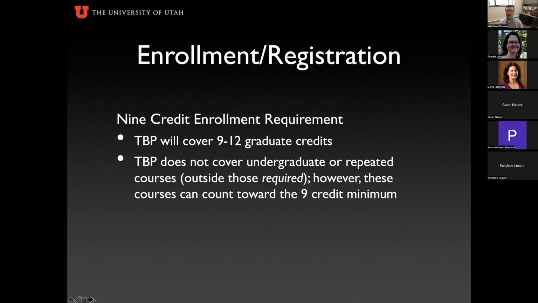The 9 credit enrollment, again, we will cover 9 to 12 graduate credits. Students enrolled in less will not have tuition benefit. Students in more than 12 graduate credits will simply need to pay the excess of those charges. Tuition benefit, as mentioned, does not cover undergraduate courses or repeated courses outside of those that are officially required by the program. However, repeated and undergraduate can count towards the 9 credit minimum.